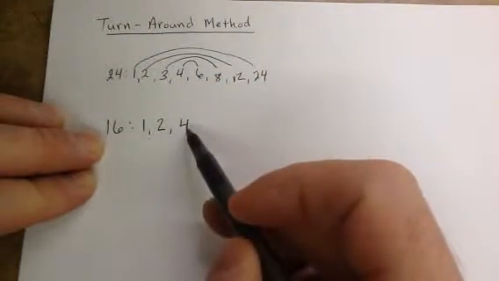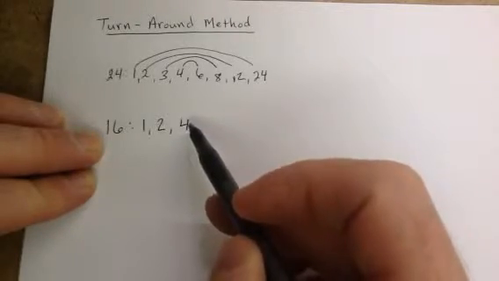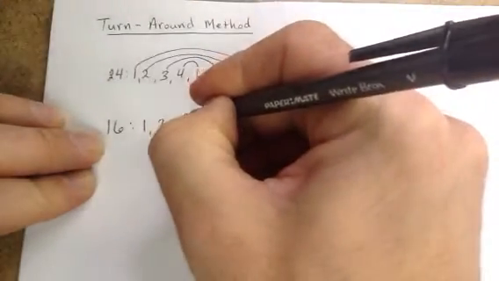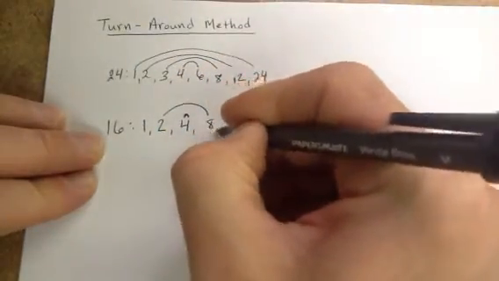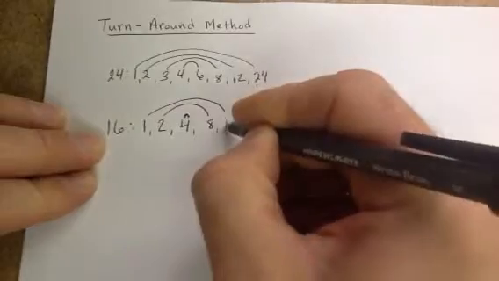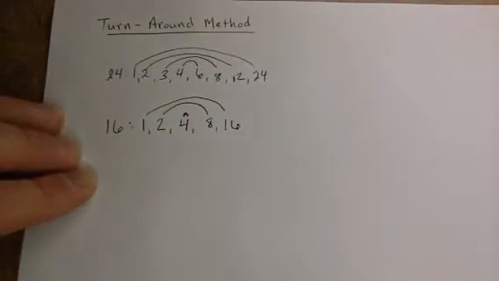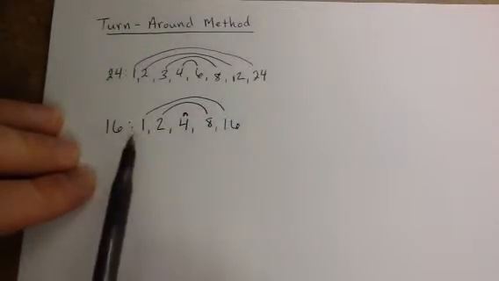Now this is actually the turnaround all by itself, because 4 times 4 gets you 16. So here's our turnaround, and we think 2 times 8 and 1 times 16. So those would be all the factors of the term 16.